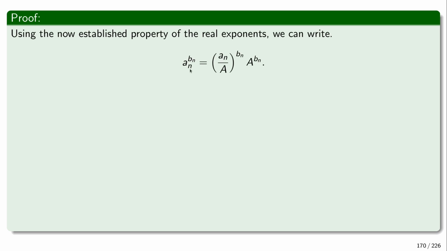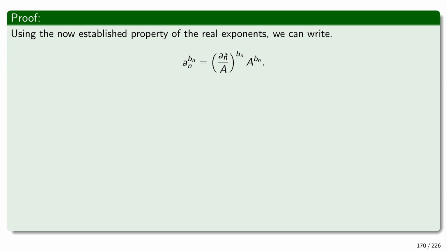Now, using the properties of real exponents that we have already established, we can write that n to the power of b_n would be this product, and then essentially this is a product of exponents. Since here we have the same exponent, we can basically shove this a into this product, and then a reduces, and we get the same expression here. So we worked hard actually even to prove this intermediate result of the law of exponents for real exponents, and now we get to use it.